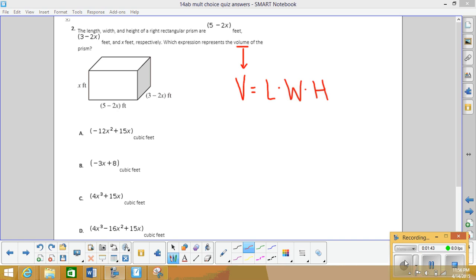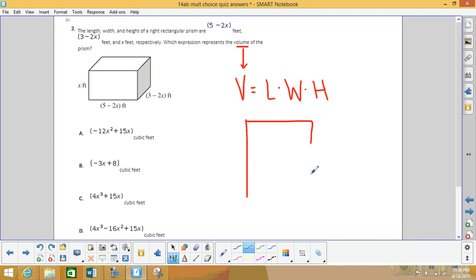Number 2 was asking you about finding the volume of the prism. And you recall from Learning Target 13 that volume of a rectangular prism is length times width times height. So all you needed to do here was multiply. If you like the box method, then use it. The thing that I saw most people make a simple mistake about was that they maybe forgot to multiply by the x when they got done. So I'm going to go ahead and take care of this length times width. So 3 minus 2x on top and 5 minus 2x on the bottom.